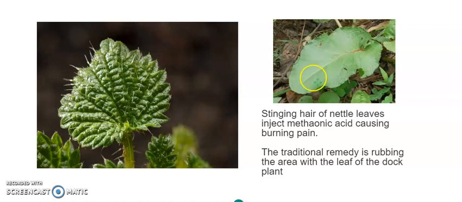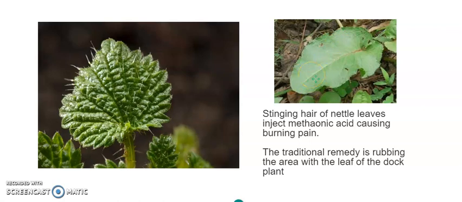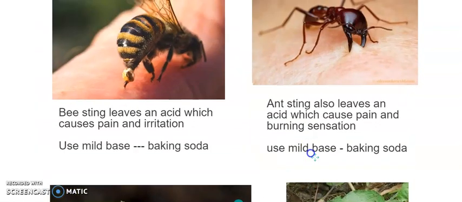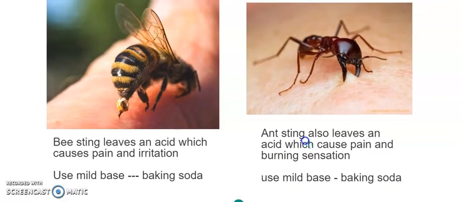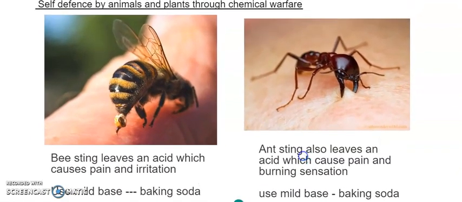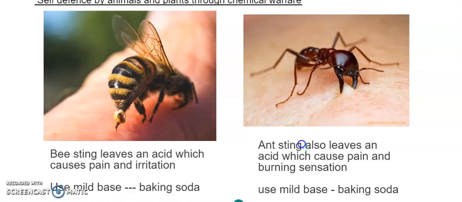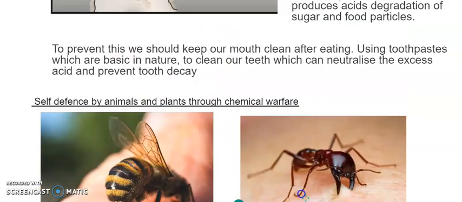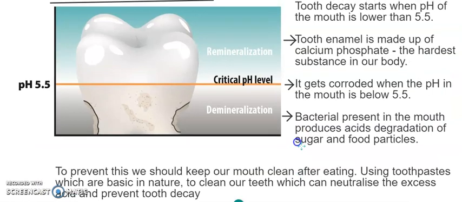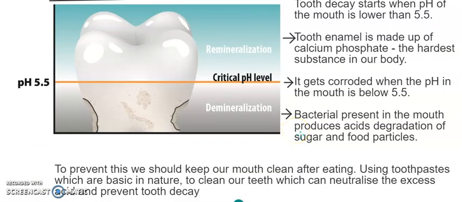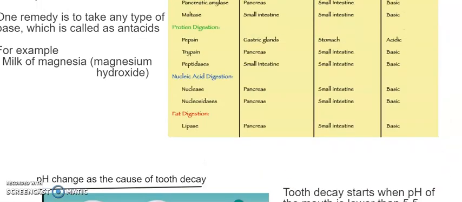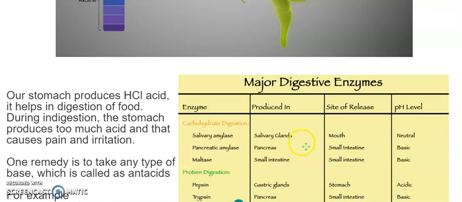Okay, so acidic pH can be neutralized in many different real life situations by using a base. Nettle leaf, honeybee sting and ant, they all release acids which are neutralized by baking soda or a base. Same way, the tooth enamel pH is 5.5. It lowers down. So how will you balance it? By toothpaste, which is a base in nature. Correct?